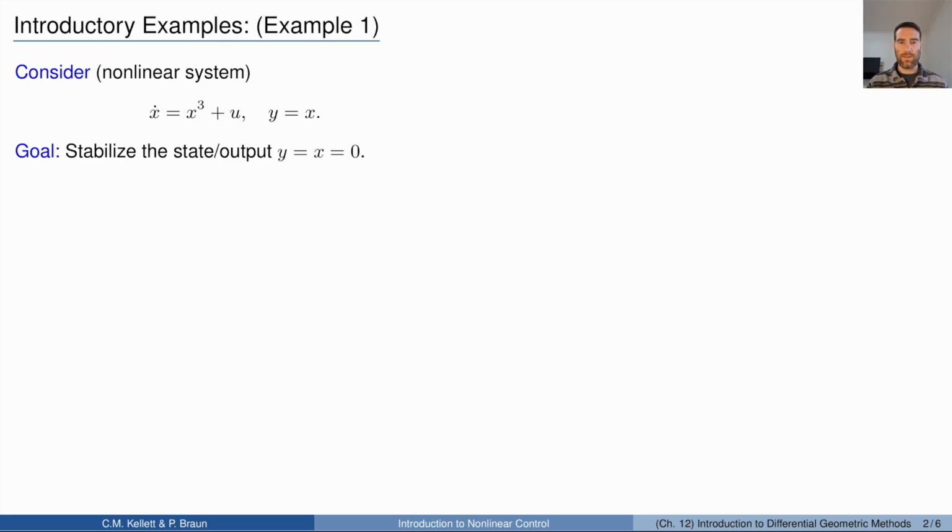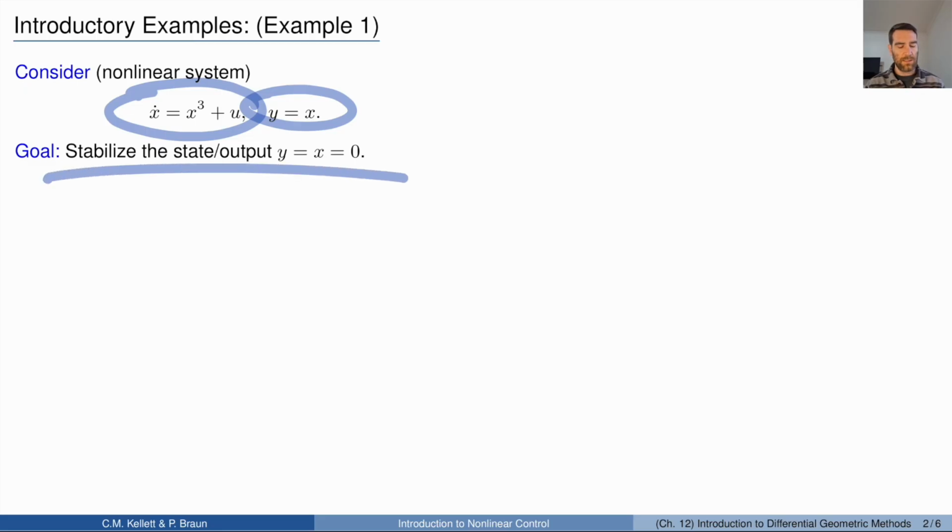So to start with a simple example, we consider a nonlinear dynamical system, a one-dimensional system with output. So here we have x dot is equal to x cubed plus u, and then the output y is equal to x. And the goal here is to stabilize the state or the output y is equal to x is equal to 0.